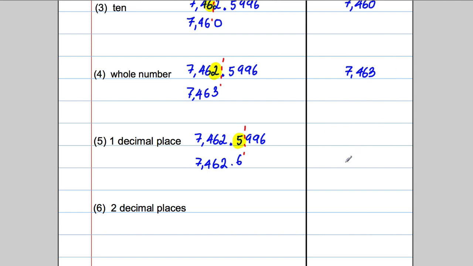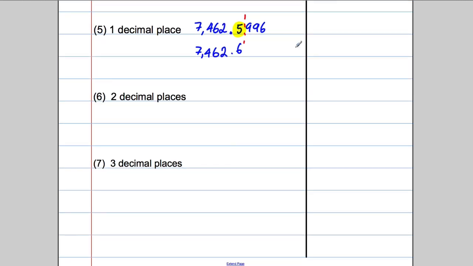Okay? It's probably easiest to think of it just in this way. There isn't really another way to think of it unless you thought of having 10 p's. Okay? So it's one decimal place. There we go. So let's keep going with this to two decimal places.